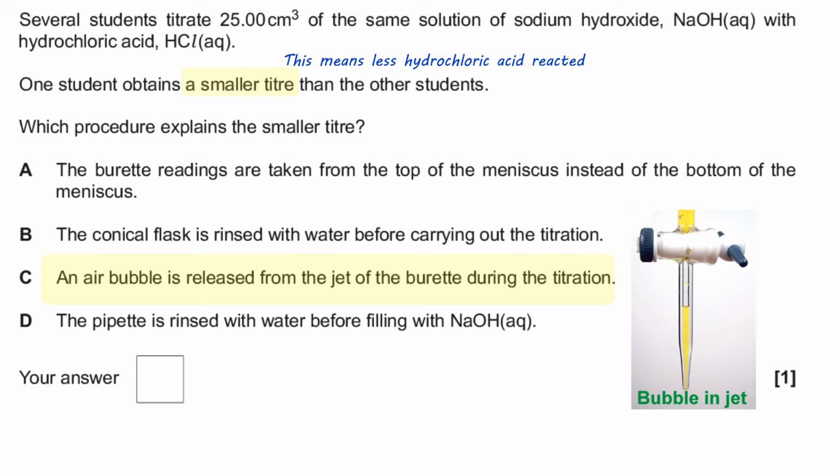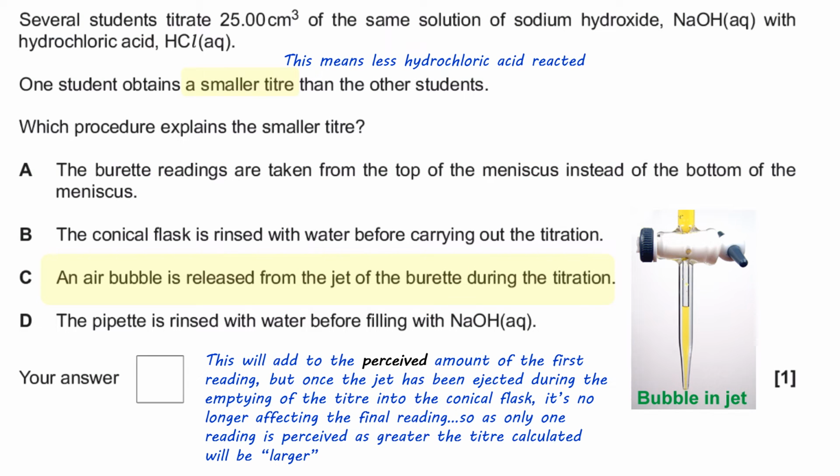So what this means is that the perceived amount that's read off in the first reading is a bit bigger. But once the jet has been ejected during the emptying of the titer, the air is no longer there. That little bubble is gone. So only one reading is perceived as greater. The titer calculated will be a greater difference, so therefore it'll be larger. We want something that's going to affect a smaller titer. Now, so far, none of these answers are correct. It's obviously going to be part D, but let's think about why.